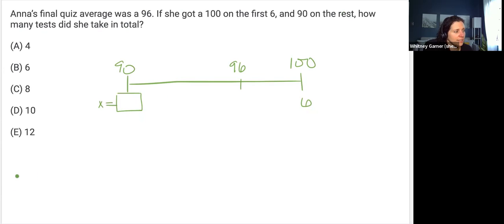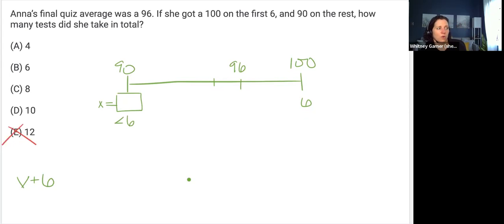What I'm solving for is x plus 6. Well, here's what I know. If she took 12 tests in total, that would be an even number, and she didn't take an even number because this number is not in the dead center. So I can eliminate that. I also know that she must have taken more tests where she got 100 because it's to the right of my average. So this number here has to be something less than 6.